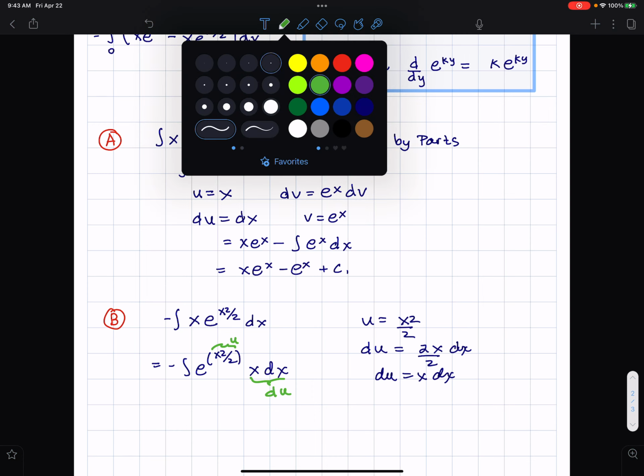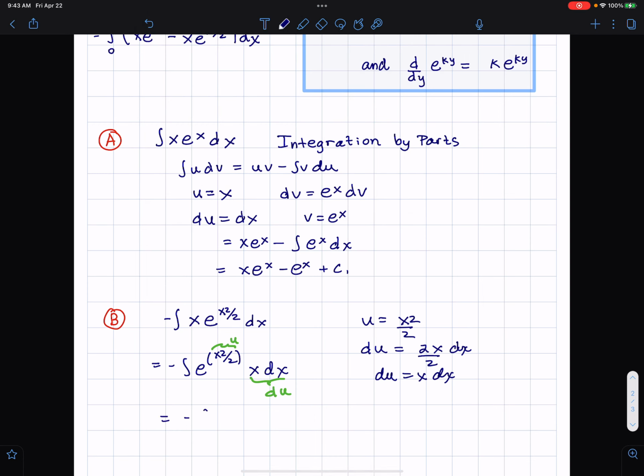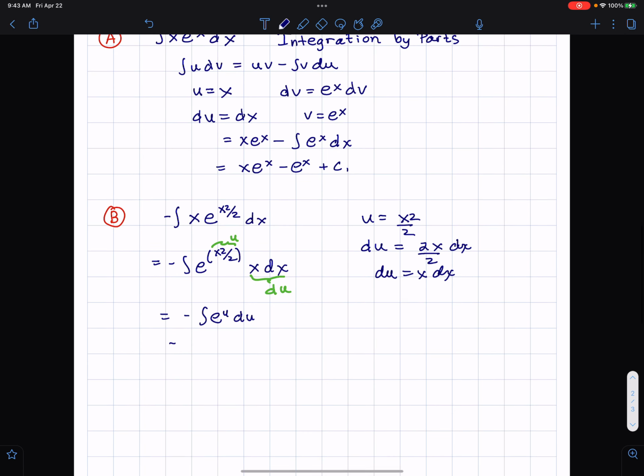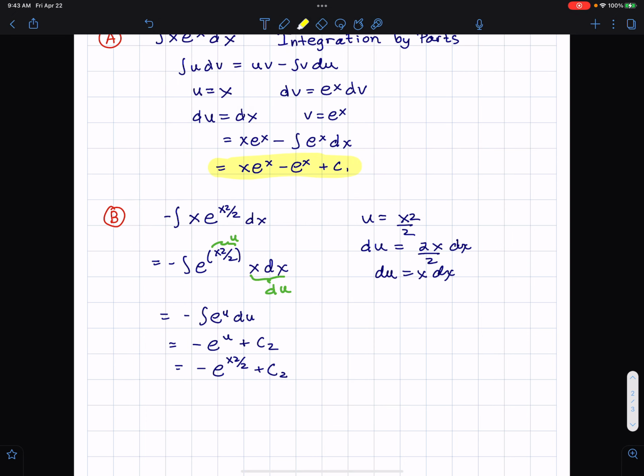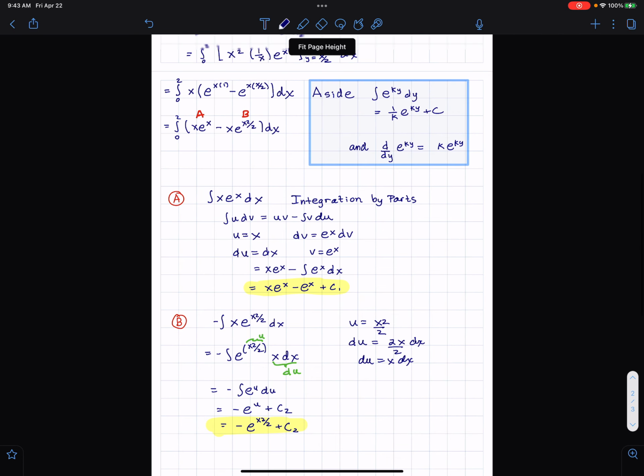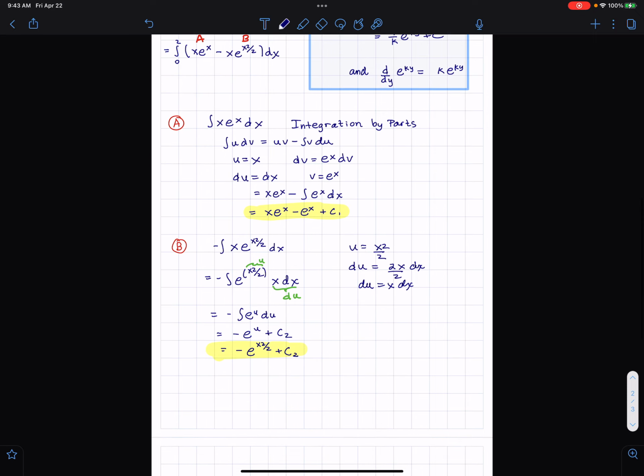Alrighty, don't forget the negative, otherwise we'll get the wrong answer. E to the u du, and that integral is negative e to the u plus c2, which is negative e, no, it's u is x squared over 2, plus c2. Okay, so these are like little partial, or little getting-there solutions, but of course, those were just the indefinite integrals, and we're going to add them together.